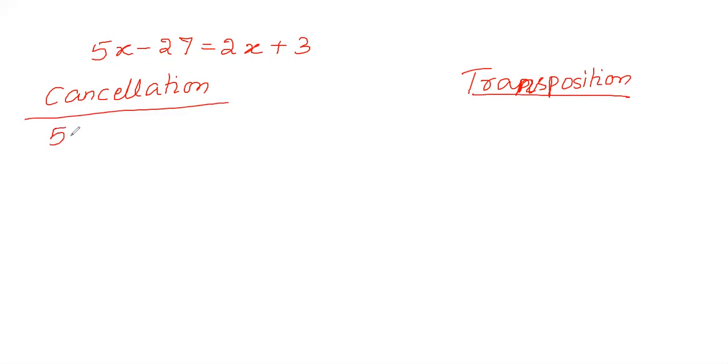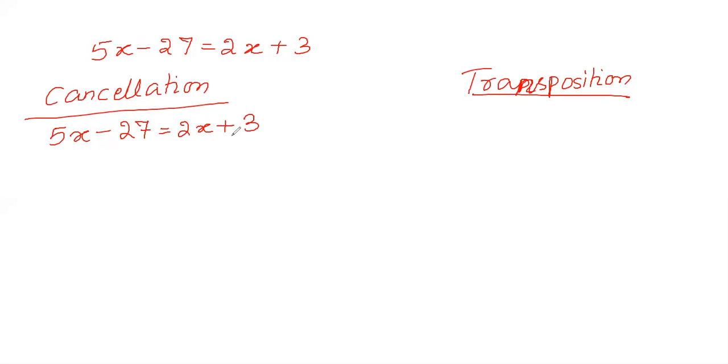Cancellation. I'm writing the equation here: 5x minus 27 is equal to 2x plus 3. So what I do basically here is, always in a linear equation, what is needed? The variable should be on the left and numbers should be on the right, right? But here on the right hand side, you see that there is a variable there. On the left hand side, there is a number.